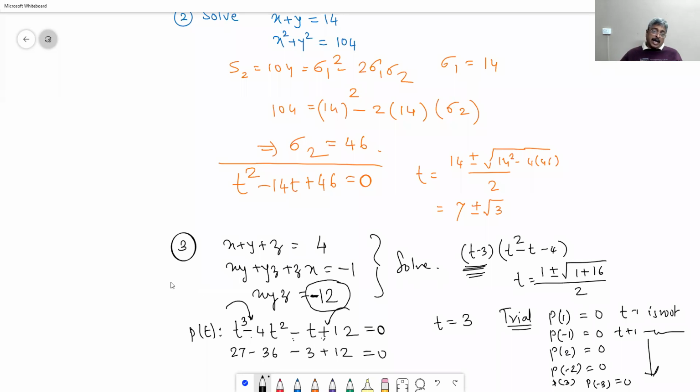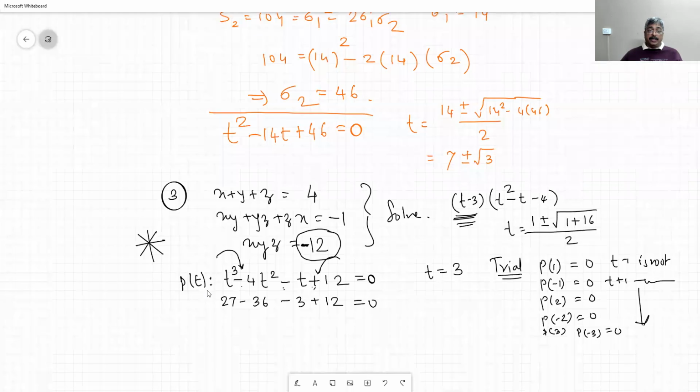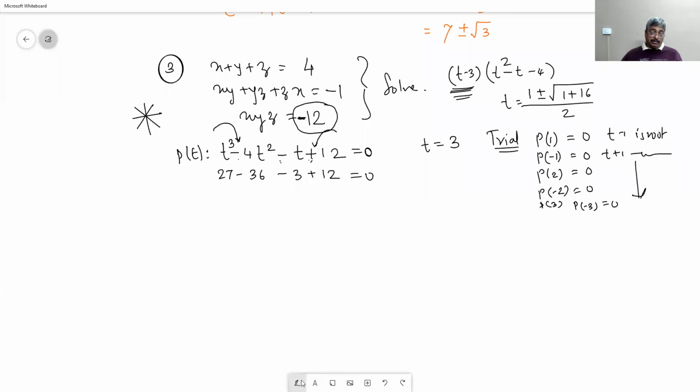I had made an error in this, therefore you could not solve it. Hopefully, in the fourth problem, I am not going to make any error.